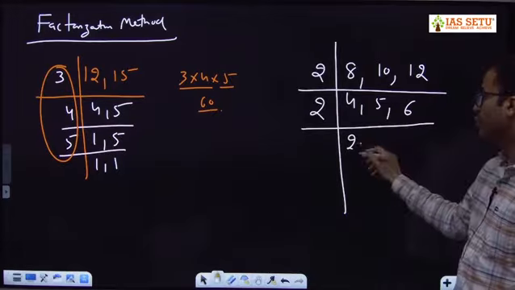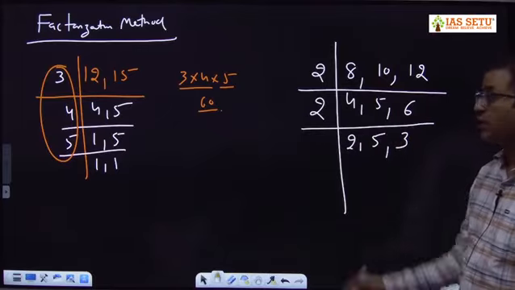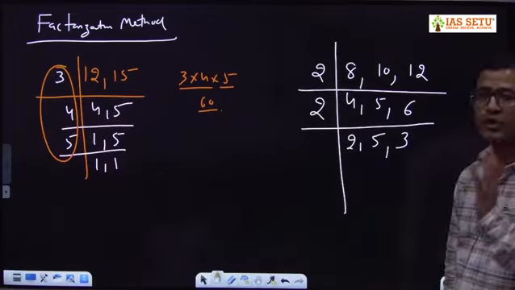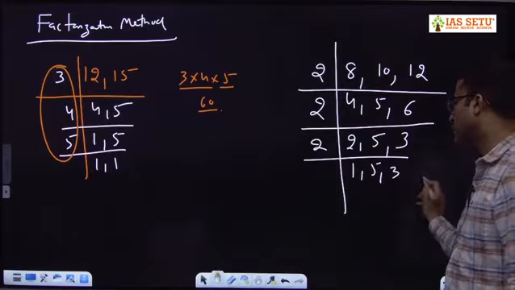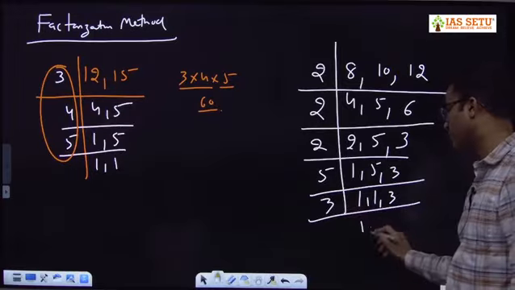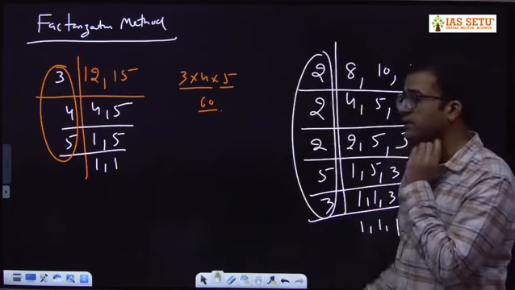So it will be 2. Write 5 as it is. This is 3. From 4 and 6, we get 2 common. You have to take common factor up to the last step. Then you take 2 common, 1, 5, 3. Then you take 5 common, 1, 1, 3. Then take 3 common, 1, 1, 1. Then multiply all these factors, that is your LCM.